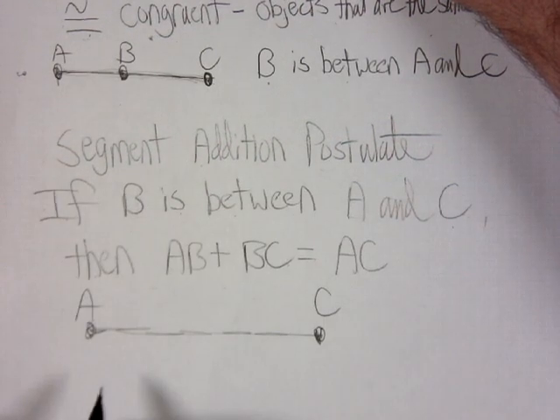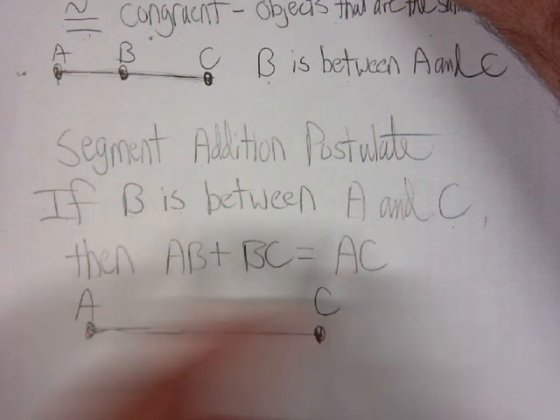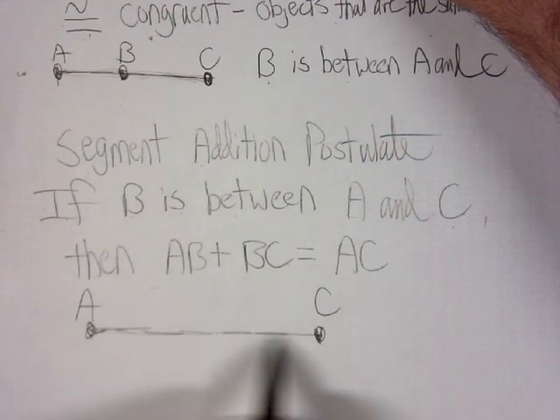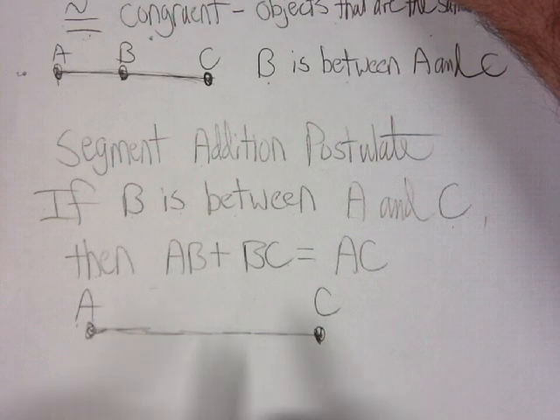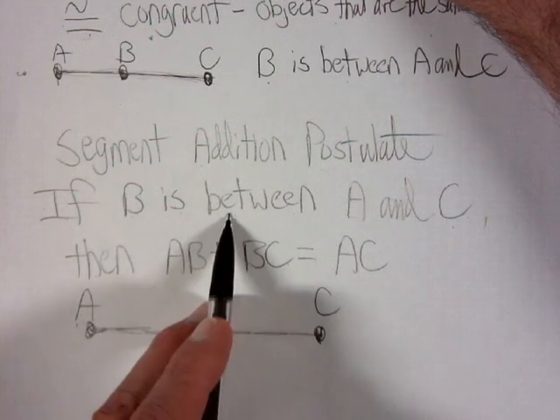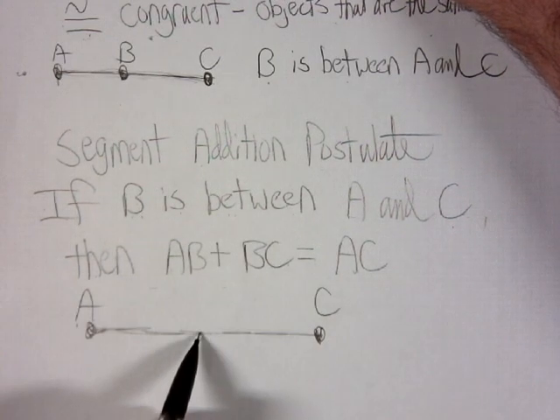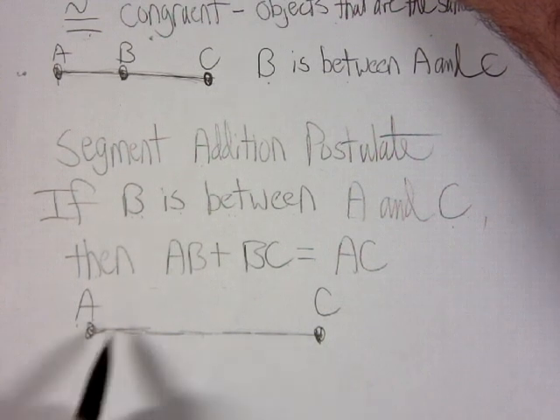And let's draw B between A and C. So remember, if B is between A and C, it's got to be on this segment somewhere, within the endpoints. By the way, between does not necessarily mean right at the middle. That's midpoint. Between just means anywhere between A and C.